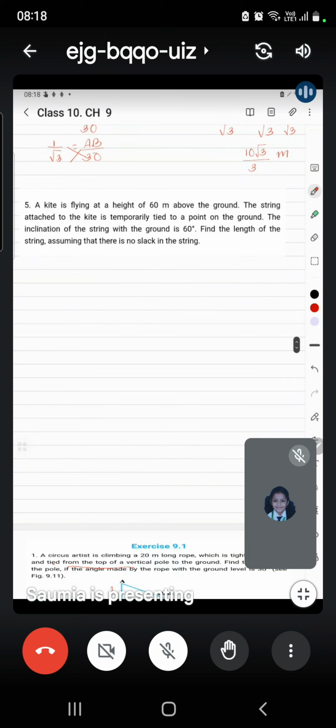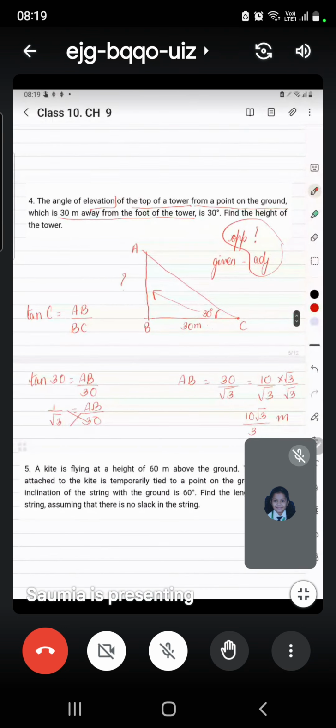A kite is flying at a height of 60 meters above the ground. The string attached to the kite, yes. In the previous question, I think there is an error you have made in the calculation. It should be 10 root 3, like in the multiplication, right? Achha, it is 30 by root 3. Yes. 30 by root 3, we are going to write it as root 3 into root 3. So it will be 30 root 3 upon 3 and so 10 root 3, yes. Thanks, Jatish.